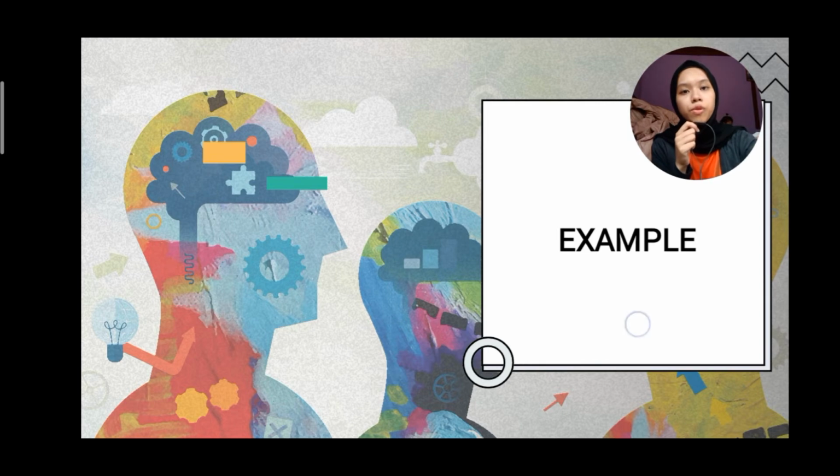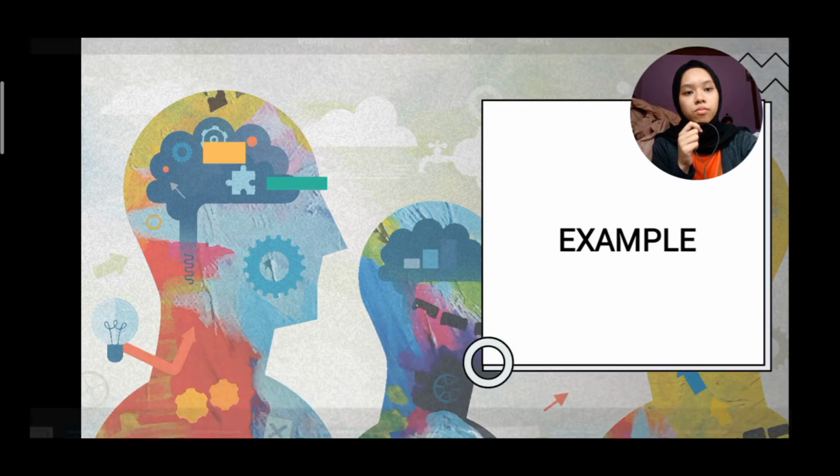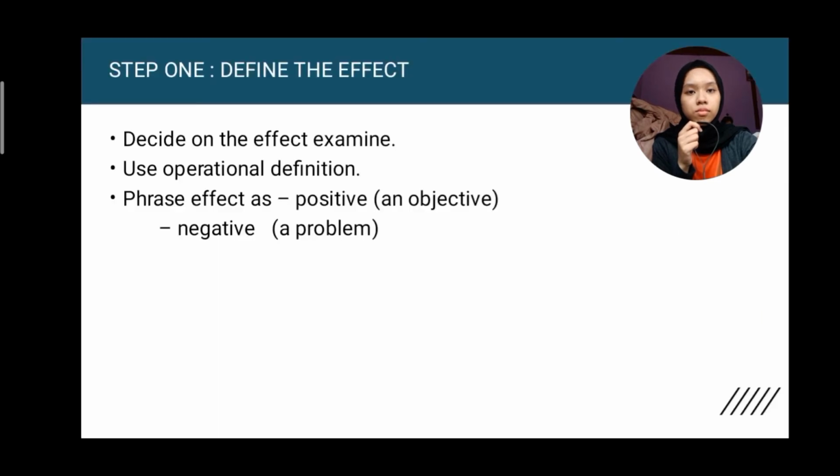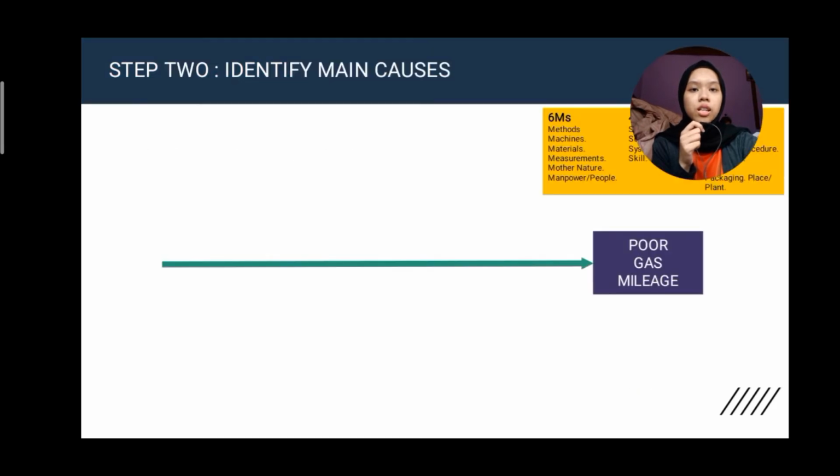Let's go to the first step. The first step is define the effect. In this example, the effect is poor gas mileage. We are going to chart by position so that everyone can see it. Next, draw the spine. And step 2, identify main causes.